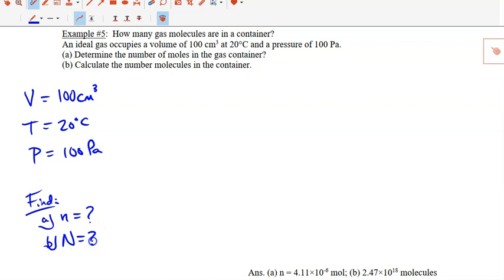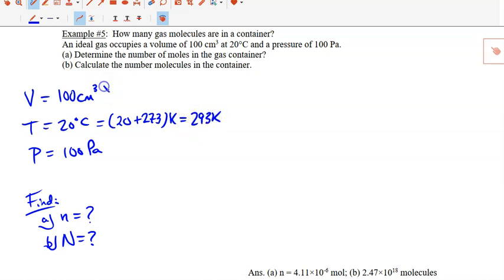Everything looks okay, but I should point out that the volume here is not in the right units. Remember, we want our volume in meters cubed. Also, the temperature is in Celsius, so we need to convert that to Kelvin. That's 20 plus 273, which gives you 293 Kelvin.